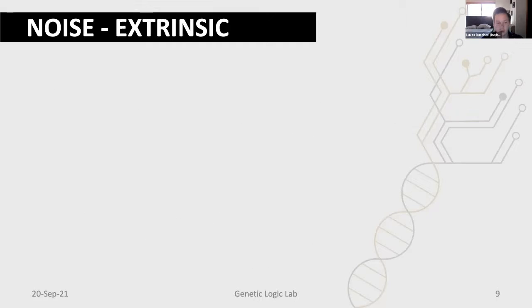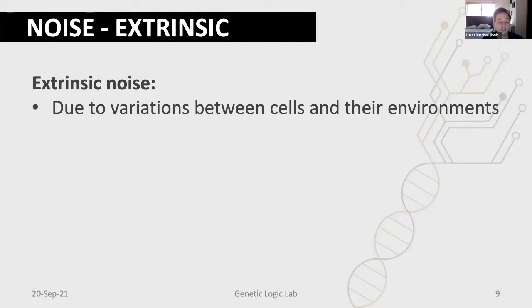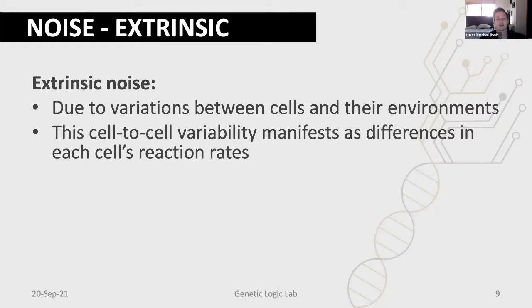For extrinsic noise, we have variations between cells and their environments, and the cell-to-cell variability manifests as differences in each cell's reaction rates, and it's due to the influence of the environment. We can also analyze and simulate those.